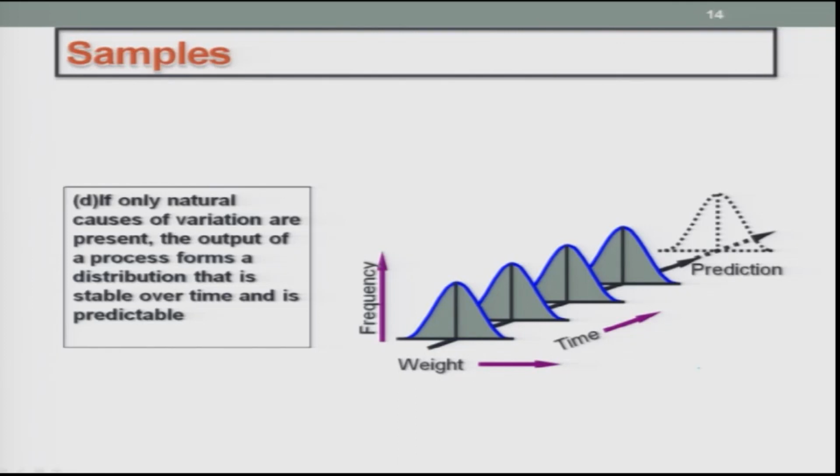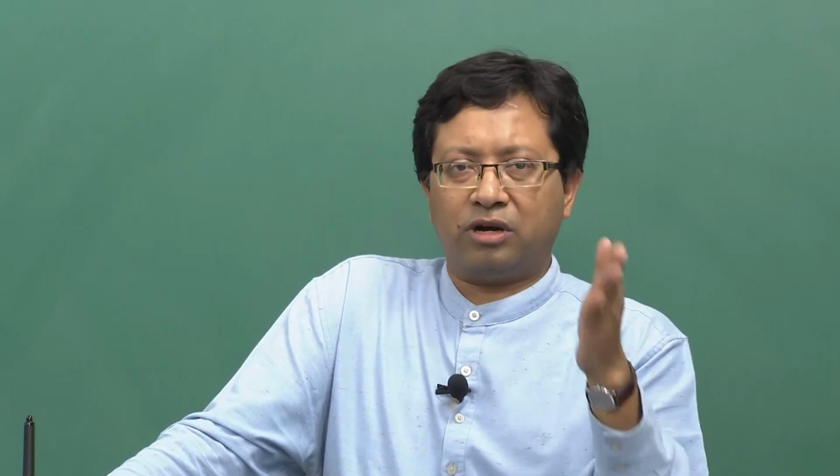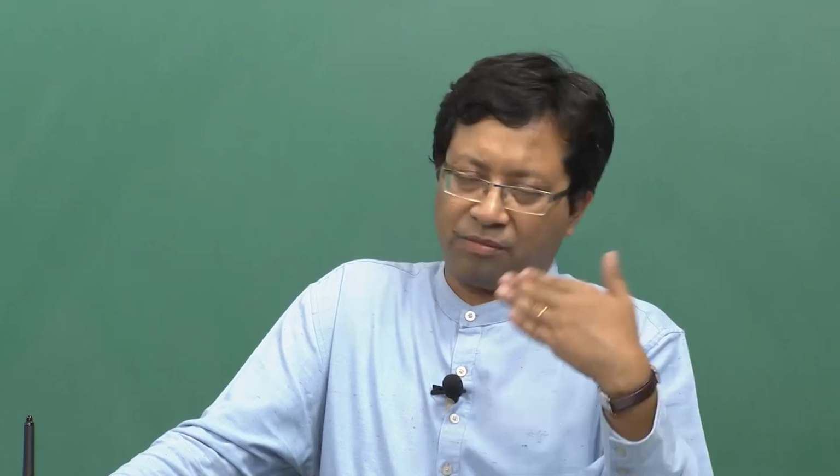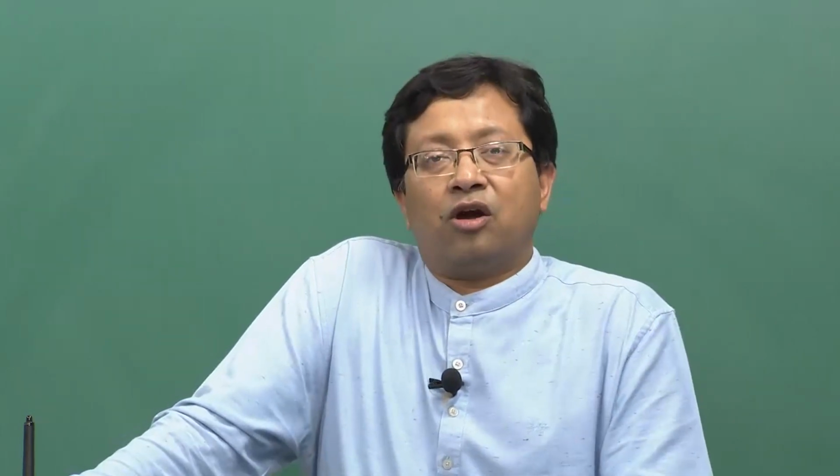Now, if we are considering the samples, how would they look like on a time frame? So, only if natural causes of variation are present, the output of the process forms a distribution that is stable over time. So, I am measuring it at 9 o'clock in the morning, and then again 10 o'clock in the morning, 11 o'clock in the morning. That means I have readings at 1 hour interval, or it may be readings on an interval scale of 7 days, whatever it is.